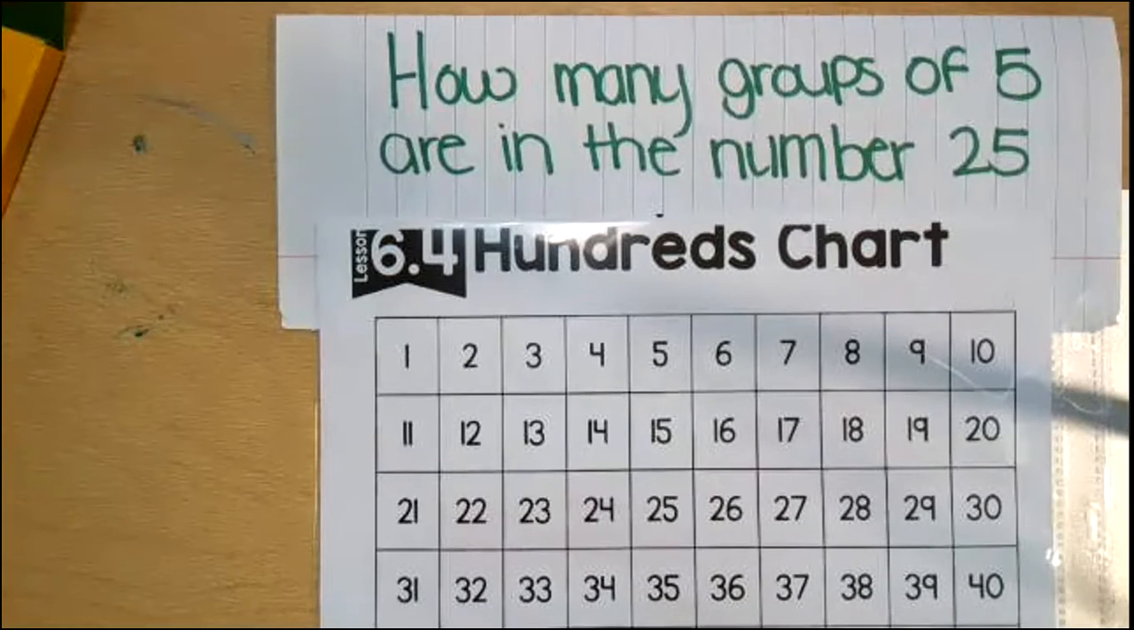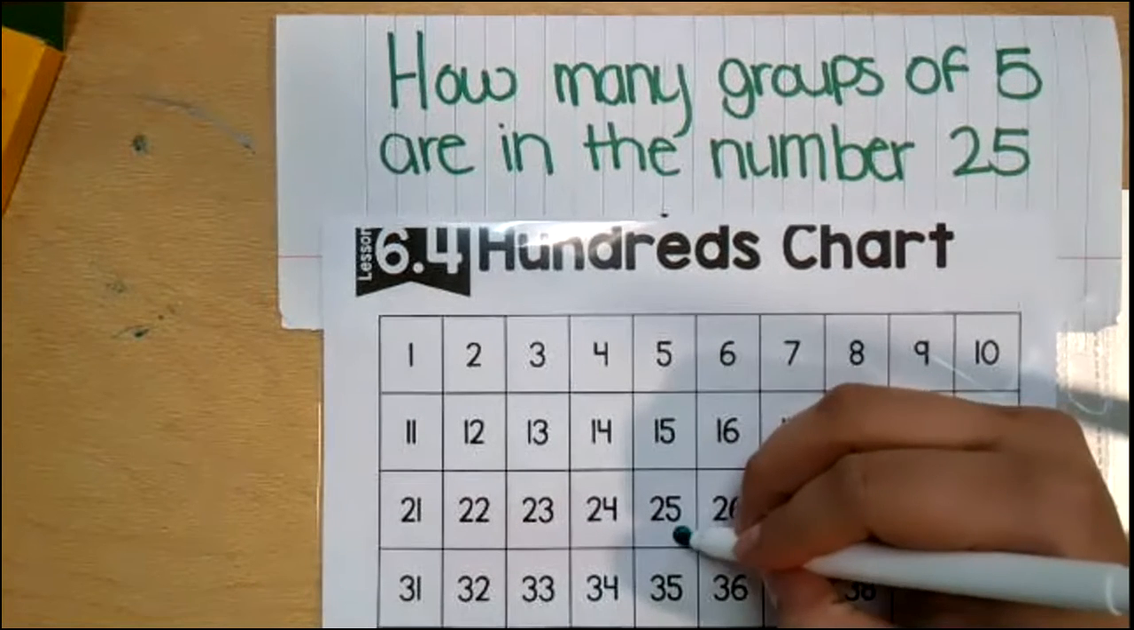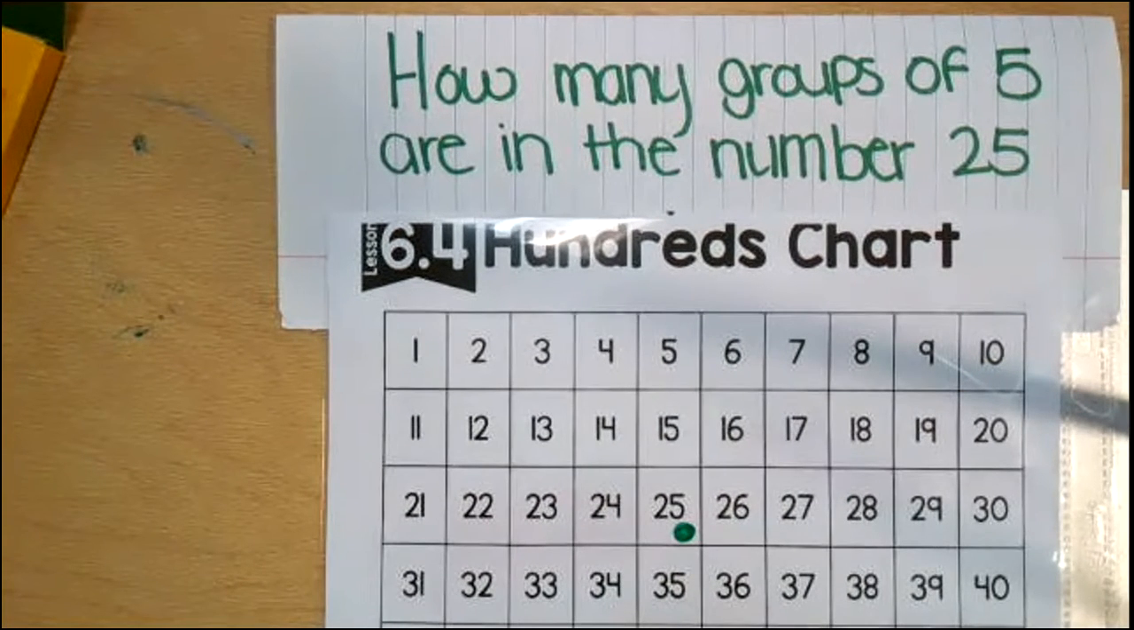Now our next problem is how many groups of 5 are in the number 25? So what number do I need to find on my hundreds chart? Right, I need to find the number 25. That gives us our starting point. Now it says how many groups of what? How many groups of 5? So that means I'm going to make groups of 5.